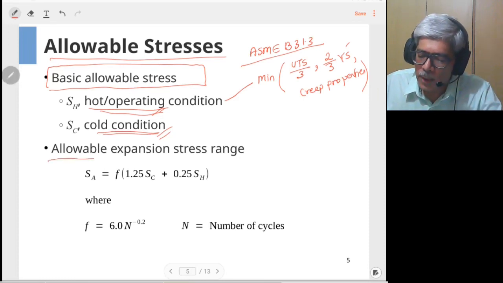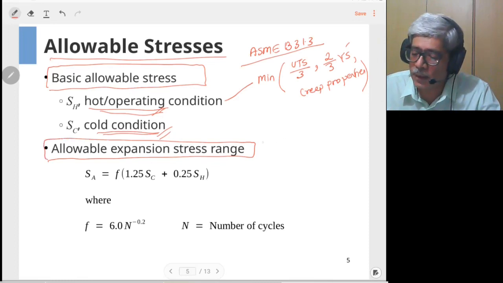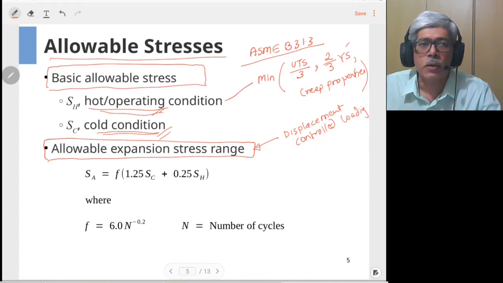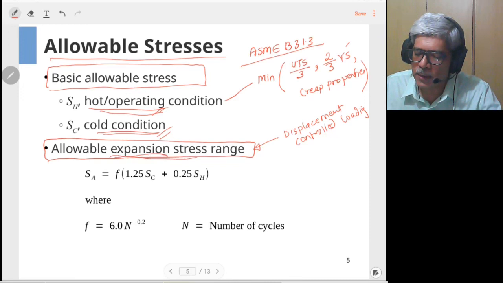The allowable expansion stress range. So the name given here is, this is applicable to the second case, that is a load case corresponding to displacement controlled loading or thermal expansion cases. So that is why the name expansion stress range.